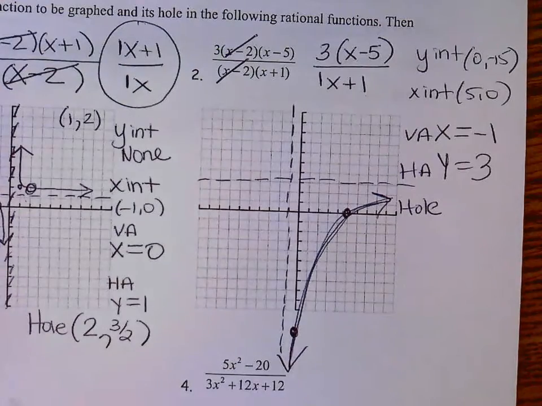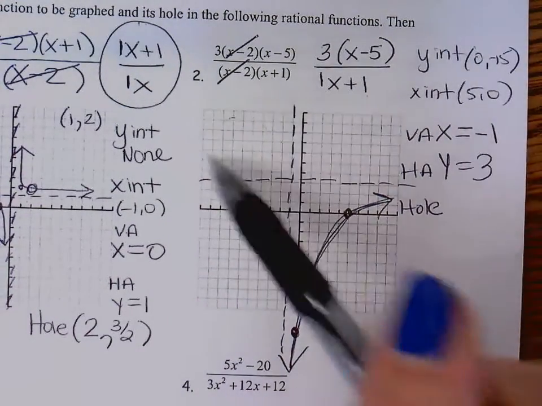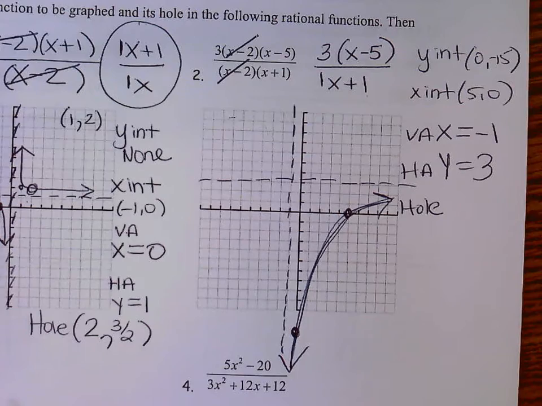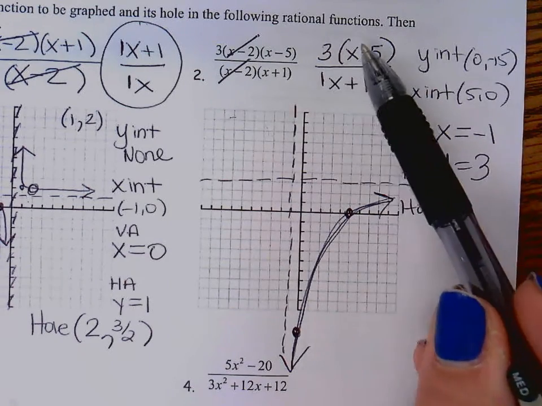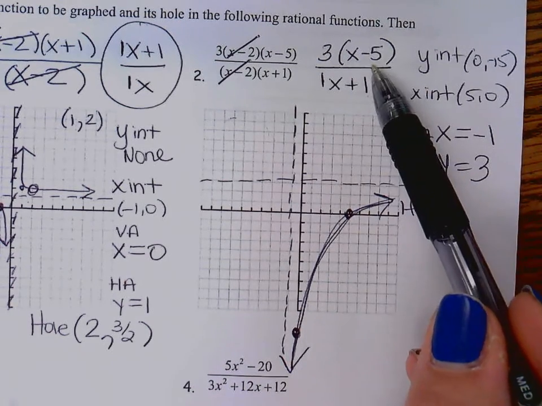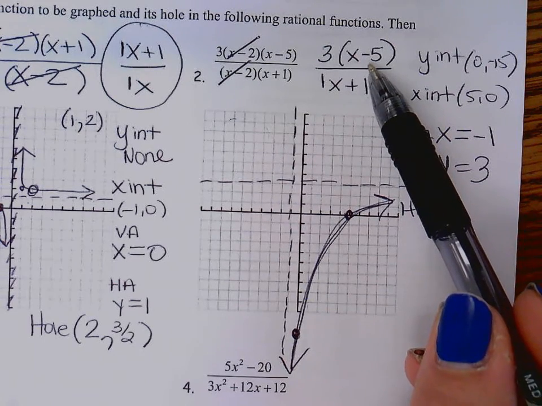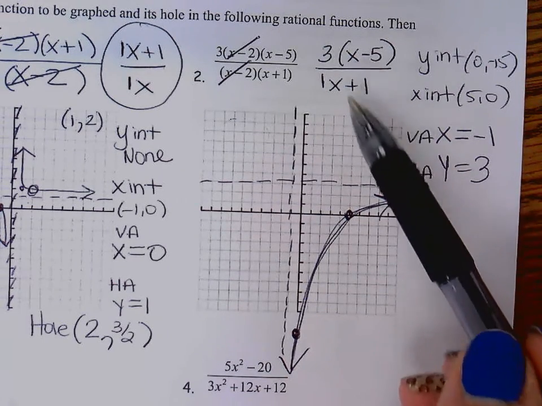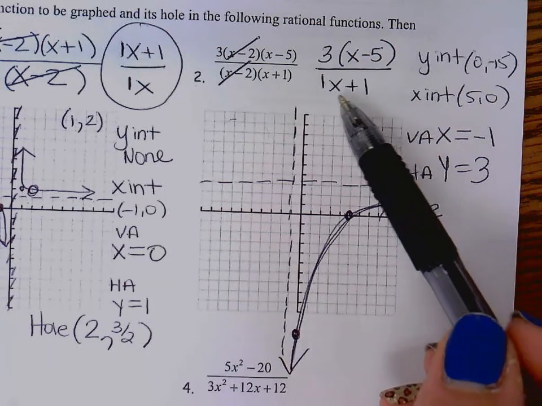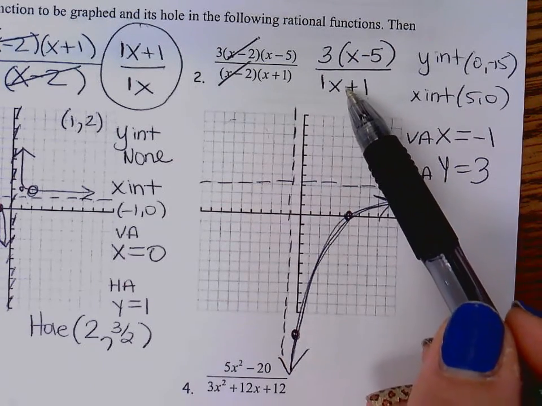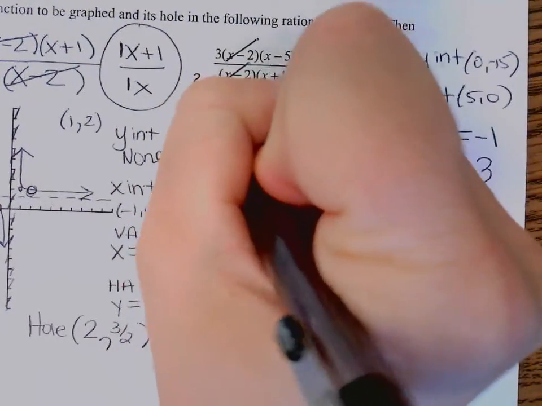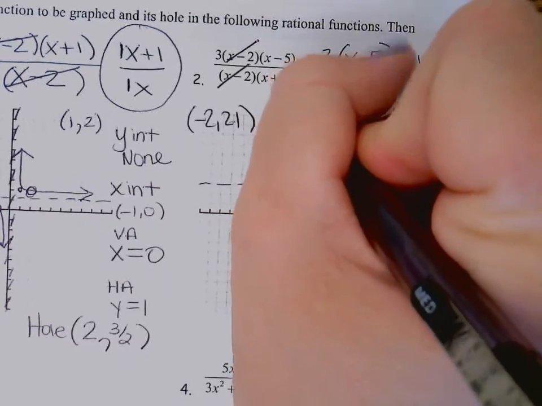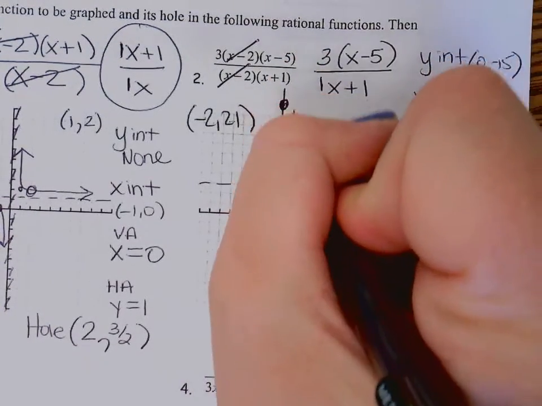All right, what could I plug in that will confirm that I'm in this top left quadrant? -2. Is that what you said? All right, if I plug in -2, I would get 3 times -7, right? -21 over -1, +21. -2, +21 is way up here off my graph, but it shows me that the elbow is in this region.